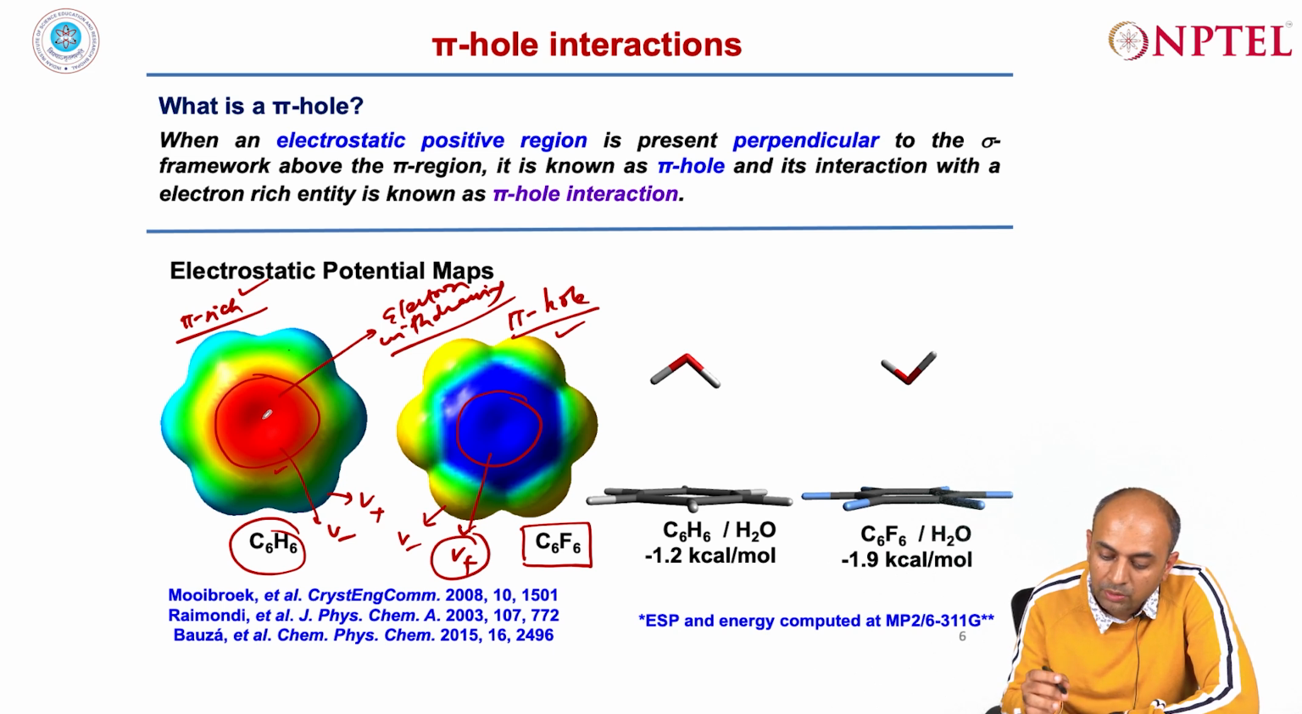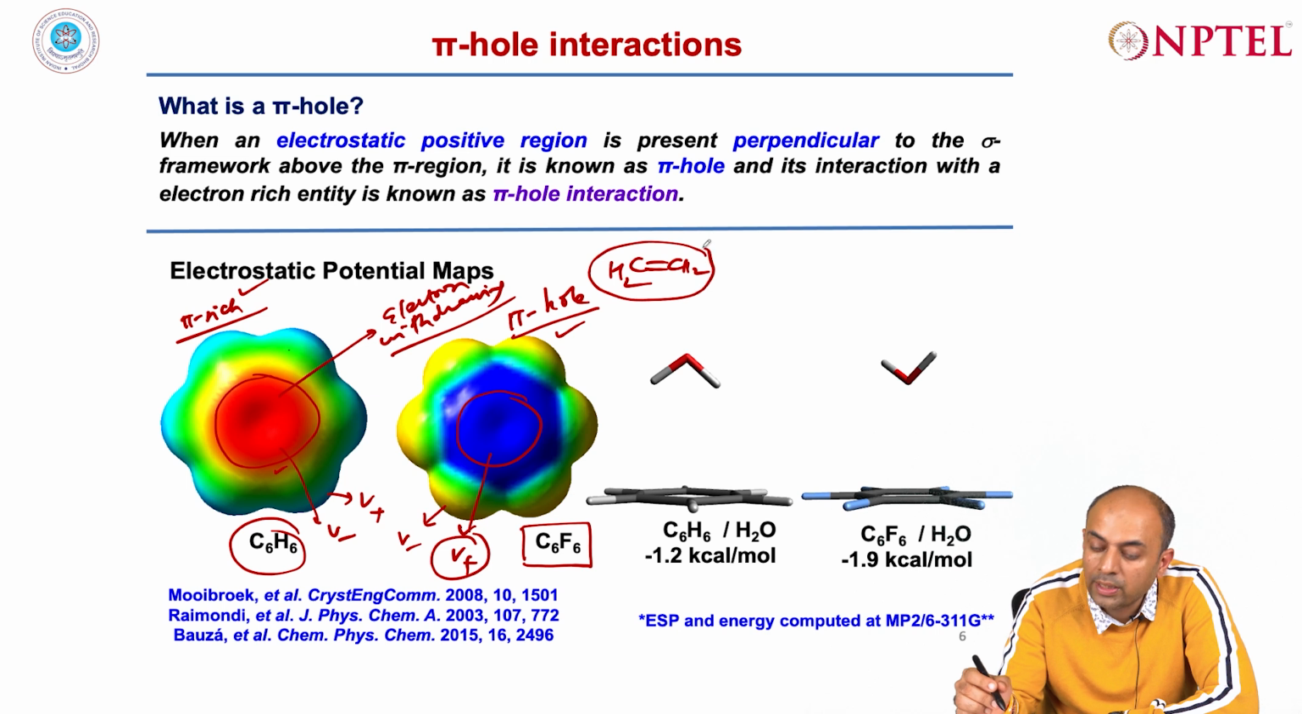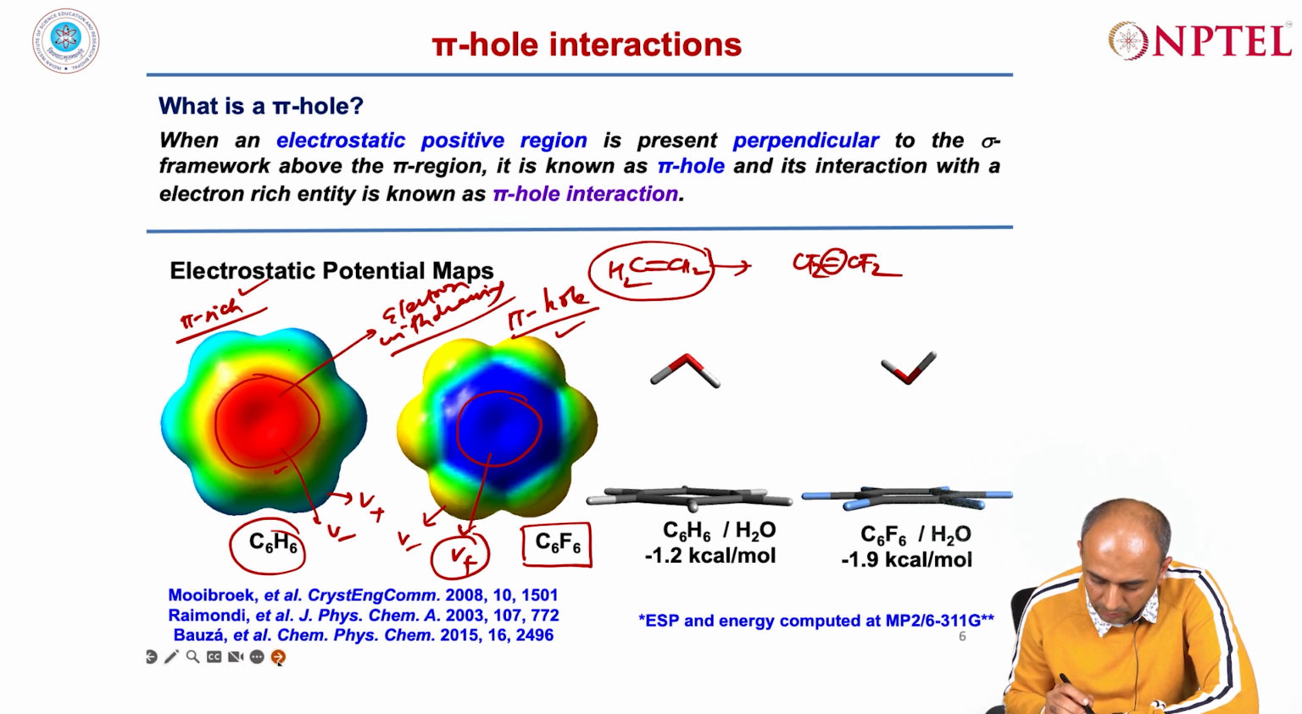So this pi-hole contribution is also very important, and not only for benzene. Even if you were to consider an isolated double bond, for example ethylene, it has a certain electron density distribution and electrostatic potential, and if you now start putting electron withdrawing groups, for example CF2, which is highly electron withdrawing, then it will polarize the electron density of the double bond, and that will modify the electrostatic potential in the middle region where the double bond is present. So these are the attributes of your sigma hole and pi hole, as well as pi-rich interactions.